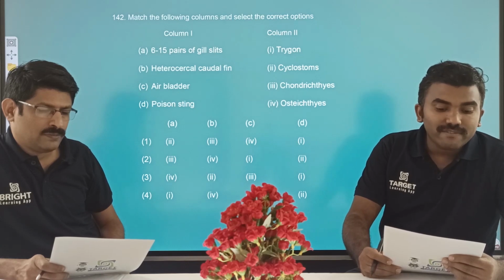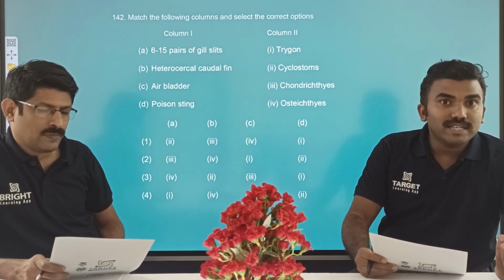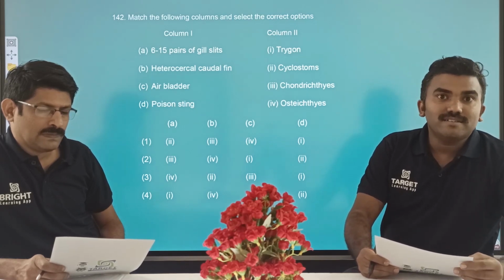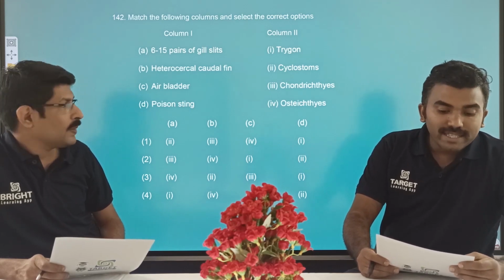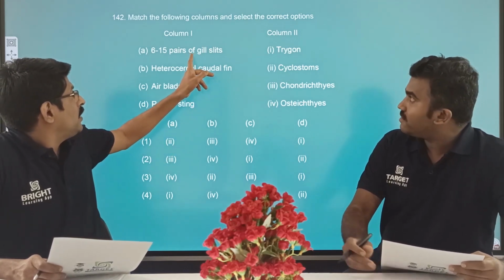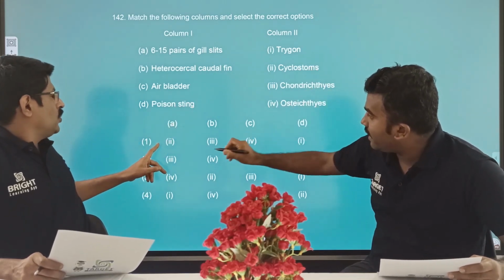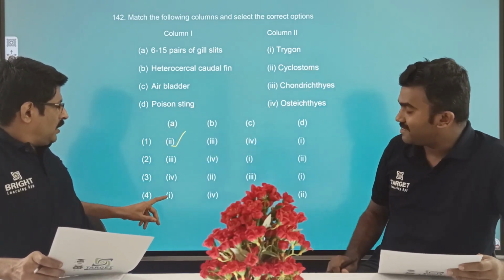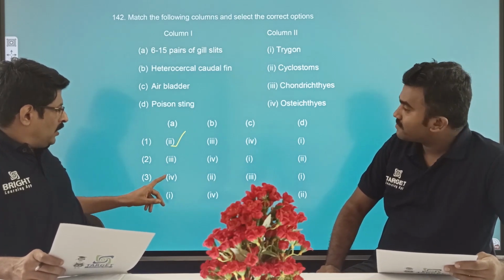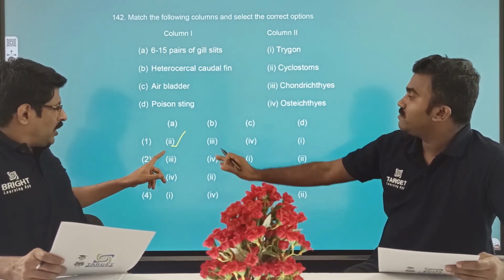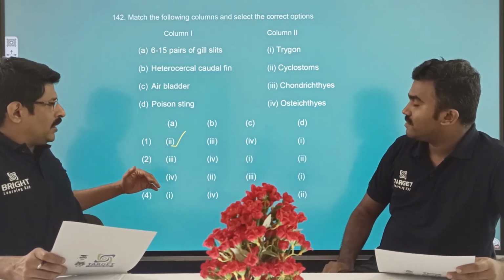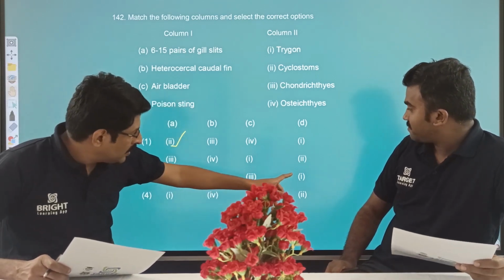Cyclostomata, which belongs to the division Agnatha. So here 6 to 15 is from cyclostomes, so A2. A is the right answer. So here when we are going through 1, 4, 3, 2, all are not repeating, but here it is repeating.